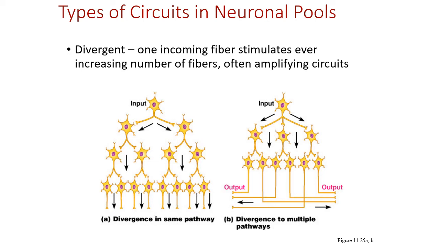it can follow. It can be divergent, meaning that we take a single piece of information and we send that information out and kind of broaden the horizon in a sense. And so this oftentimes amplifies what the original stimulus was. They can all end up going in basically the same path and get to the same place, or they can end up going to different places.